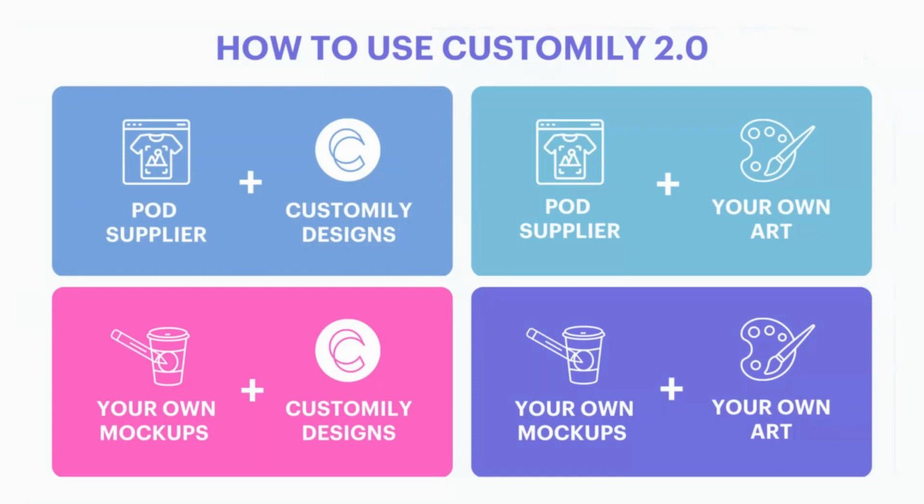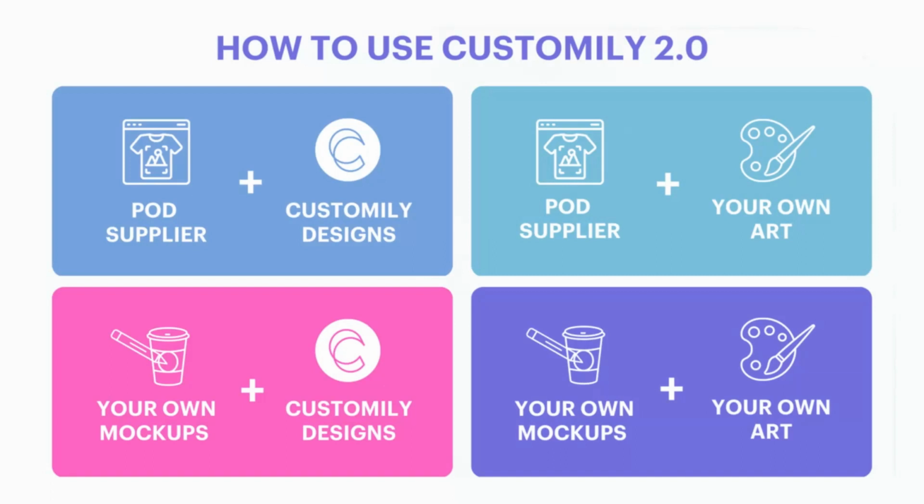So we can say that there are four different paths you can explore with Customily 2.0. You can work with a print-on-demand provider who has its own product catalog and add a design from Customily's libraries to it. This is the fastest path, the one that allows you to have published products ready to sell in minutes. You can work with the print-on-demand provider, but choose to add your own designs to their products. In this case, you will have to populate your design library before being able to publish products in your store.